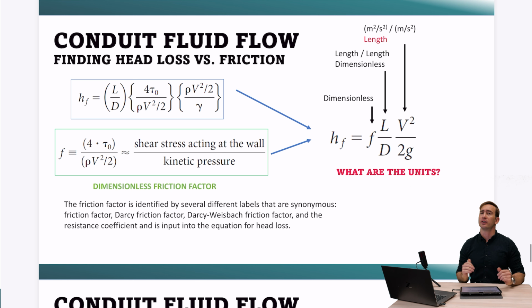Now, the pipe roughness is affected primarily by the material of the pipe, and you can see that shown right over here on the left.